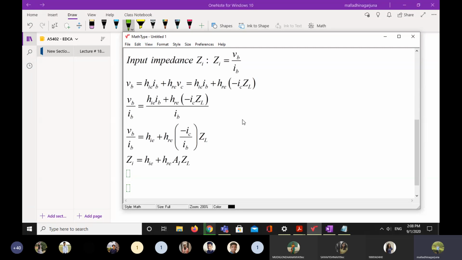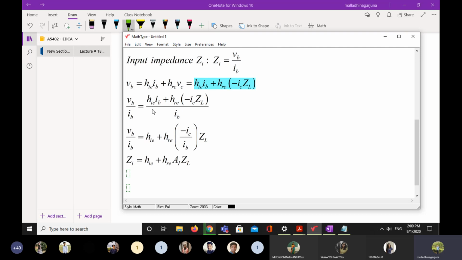Here, input impedance is input voltage by input current. Input voltage is VB, input current is IB. So VB is equal to HIE into IB plus HRE into VC. We convert VC in terms of IC into ZL here and substitute. Then this entire equation we divide by IB, so VB by IB equals this term by IB. VB by IB is nothing but ZI.